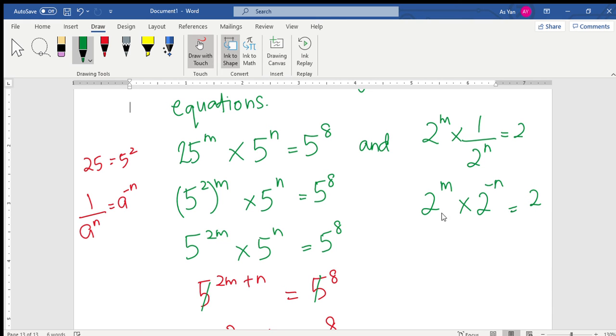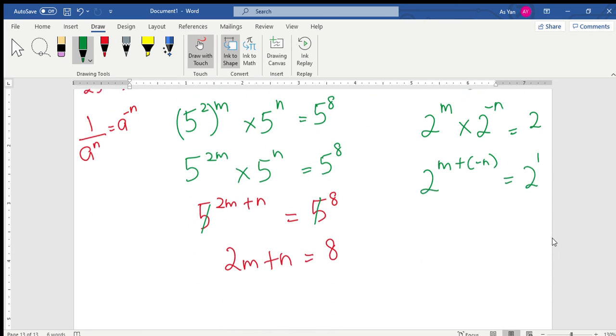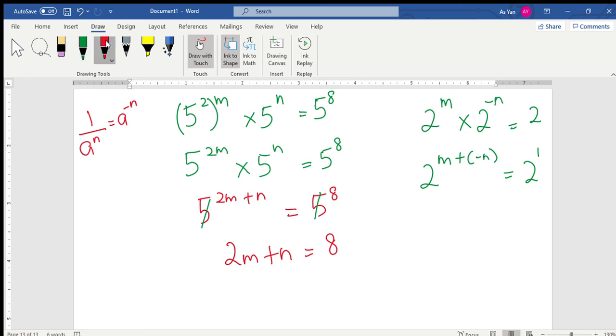So 2, same base already. m plus negative n equals 2 to the power of 1. Not written here means there is index 1. That means we have the same base already, 2 and 2. So m plus minus means m minus n equals 1.